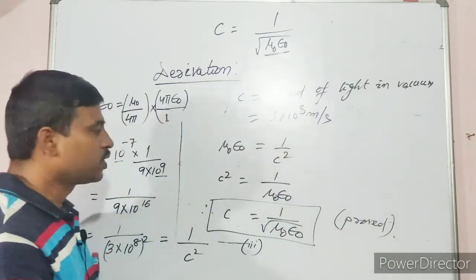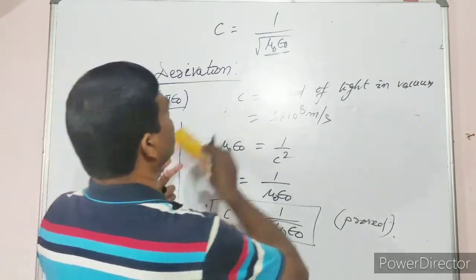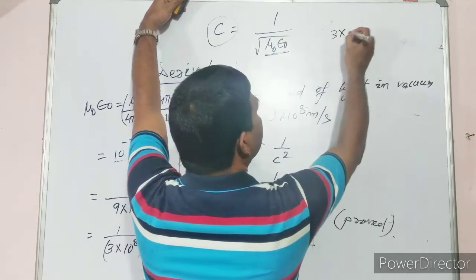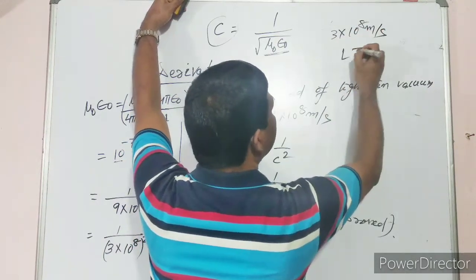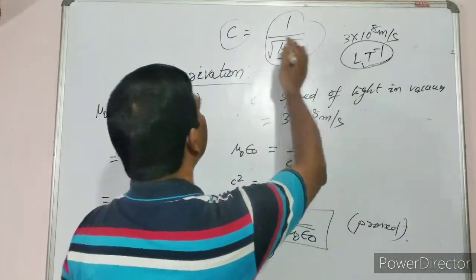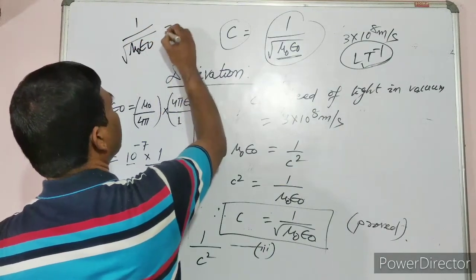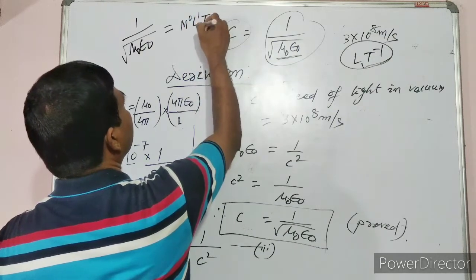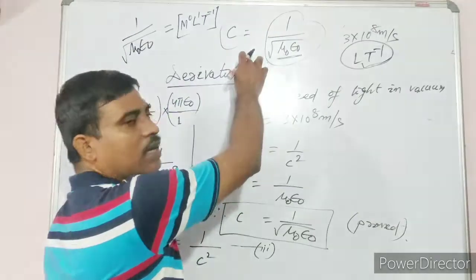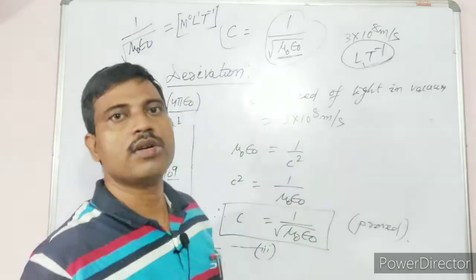Any problem? So come to the point. If a question comes, try to understand what is the value of c. c is the speed of light, so it is 3 into 10 to the power 8 meters per second. Its dimension is L T inverse. If a question comes to find the dimension of this, the dimension of 1 by square root of mu naught epsilon naught is M naught L1 T inverse. That means the dimension of this is equal to the dimension of c. Any problem? If a question comes, how to prove this? This is the process you have to follow.